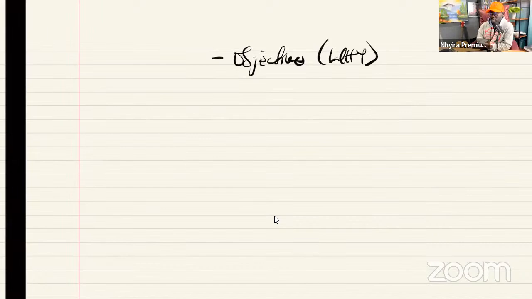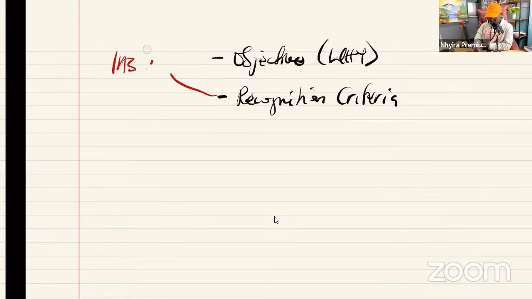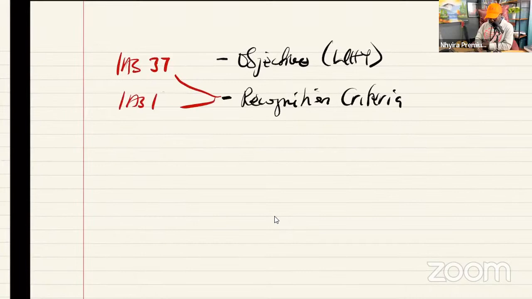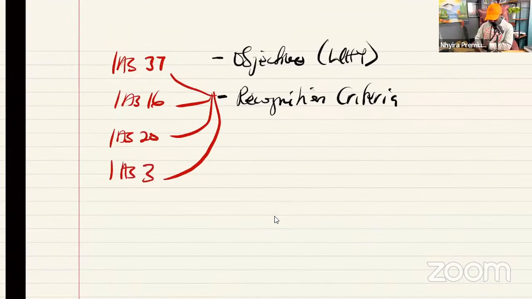Then there are a couple of standards that will have what we call the recognition criteria. This does not come in all standards, but there are a couple of standards that have the recognition criteria. For instance, IAS 37, provisions, contingent liabilities, contingent assets has this. IAS 16, property, plant, and equipment has this. IAS 20 has this. IAS 38 has the issue about the recognition criteria that we have to be mindful of.